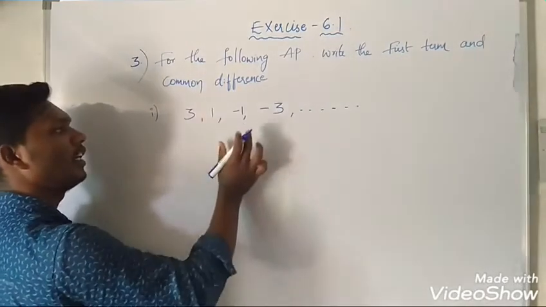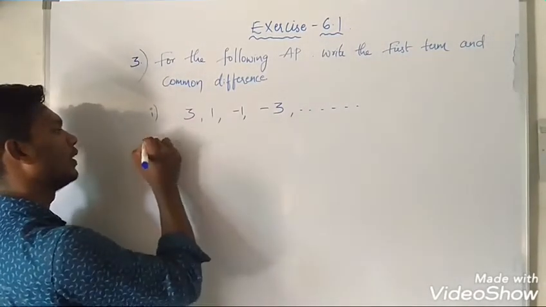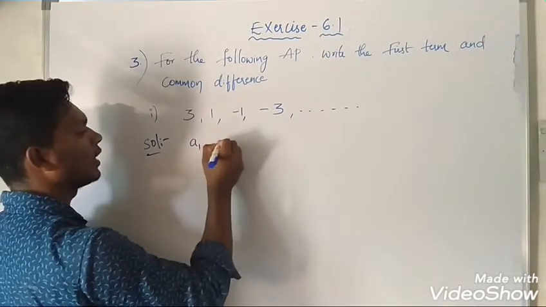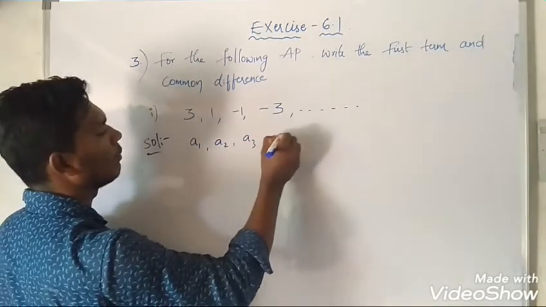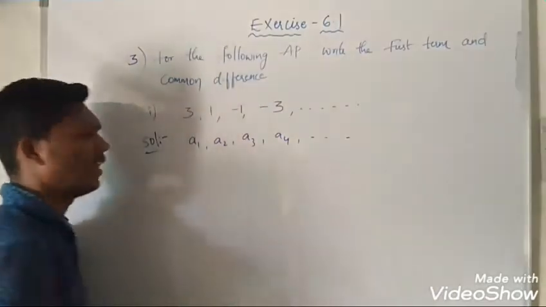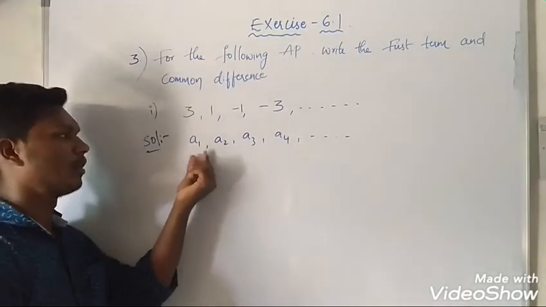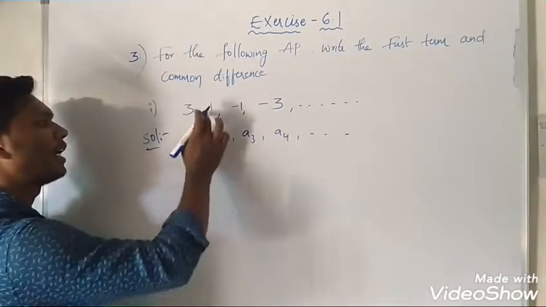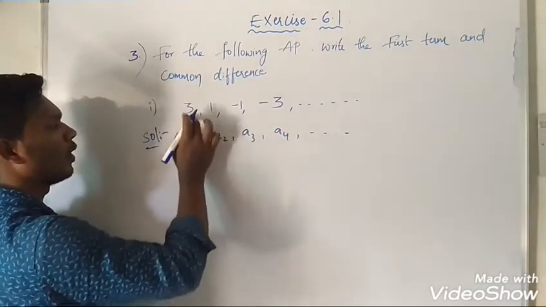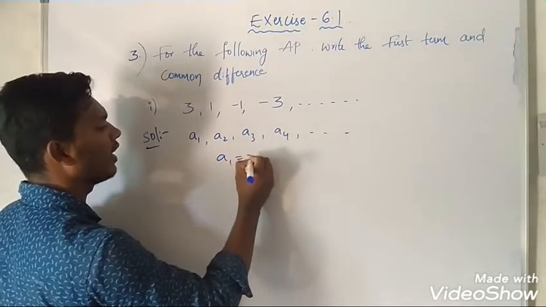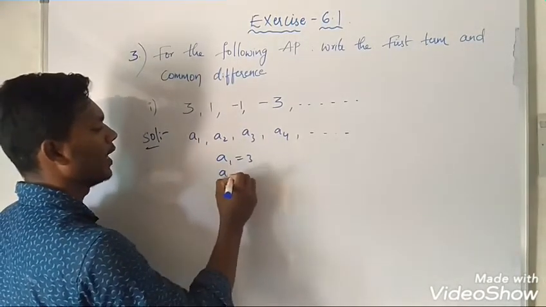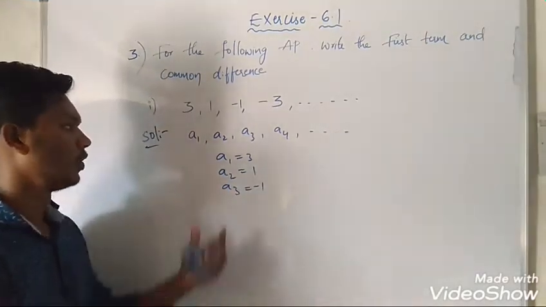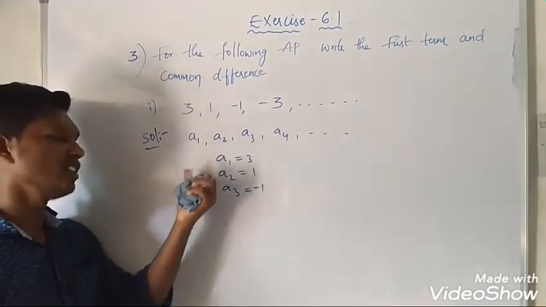To find d, A2 minus A1, write in terms of A1, A2, A3. The first step is to write A1, A2, A3, A4, and so on. This is an AP. Here A1 means the first term, A2 the second term, A3 the third term, A4 the fourth term. Comparing, the value of A1 is 3, A2 is 1, and A3 is minus 1 and so on. It is enough because the common difference means A2 minus A1.